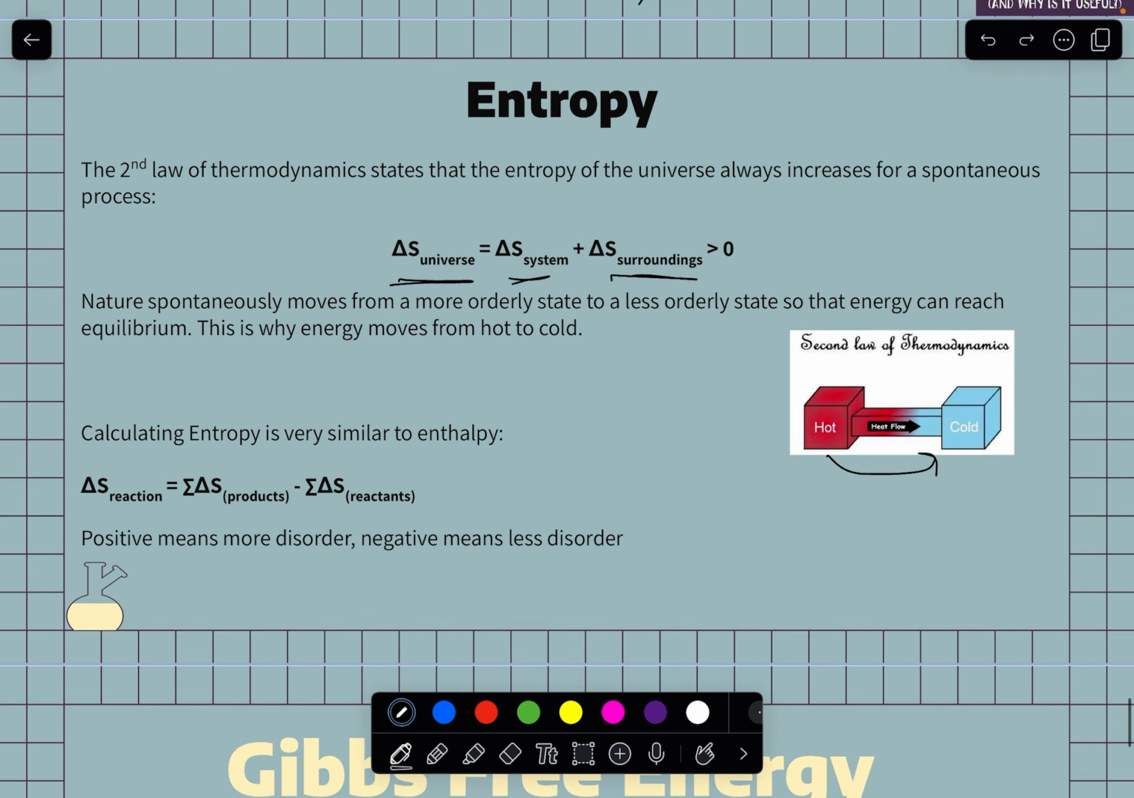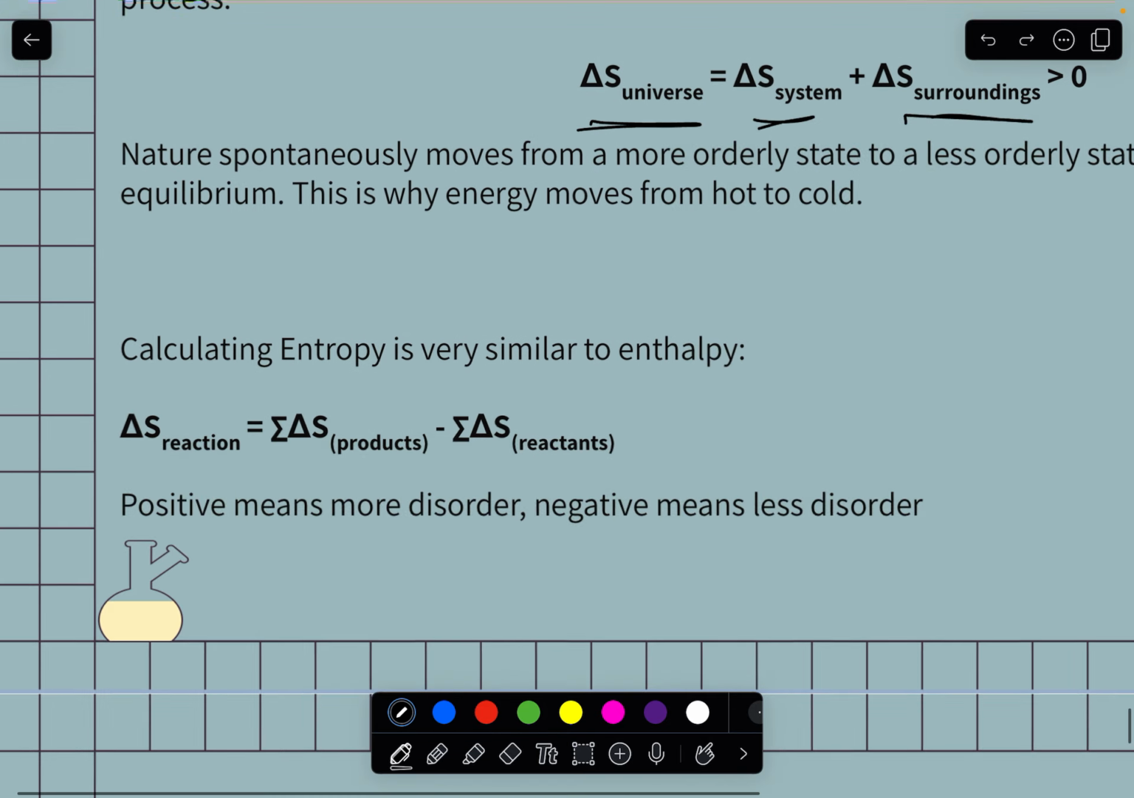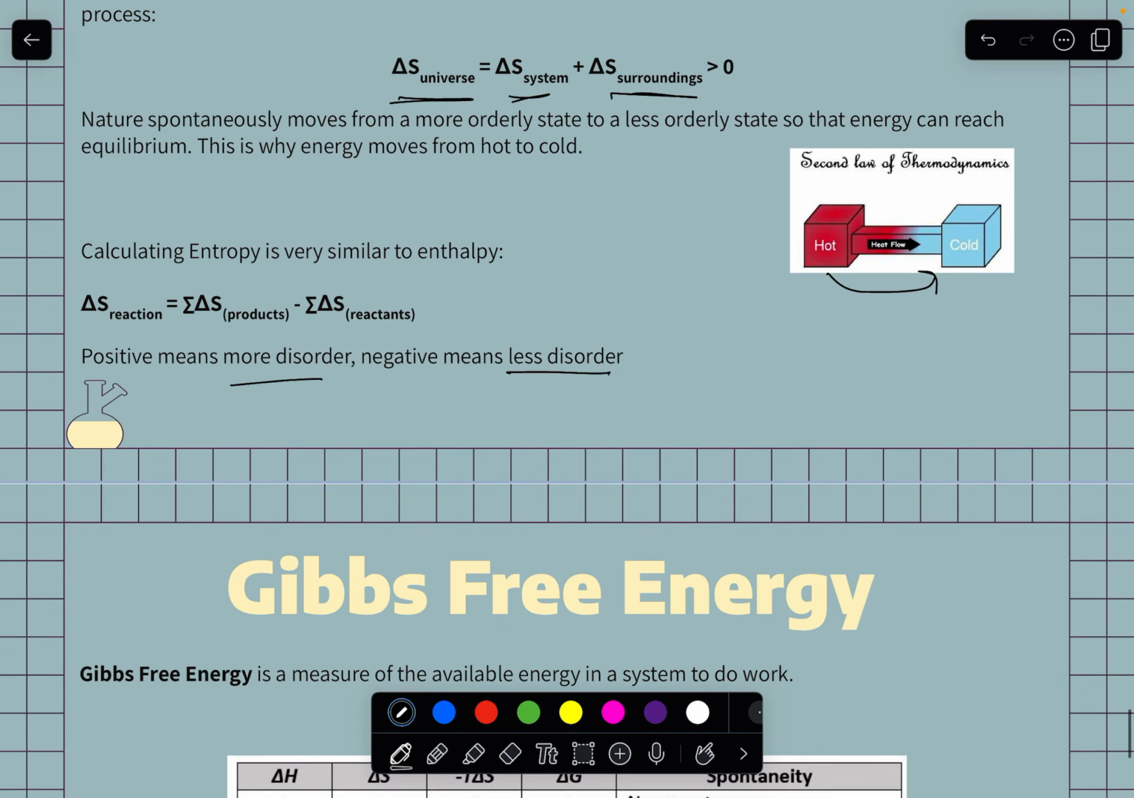When we're doing calculations with entropy, we're going to use this equation down here. It's the same thing as enthalpy: products minus reactants. It's the exact same process. And remember, positive means more disorder, negative is less disorder. So we like positive numbers here.